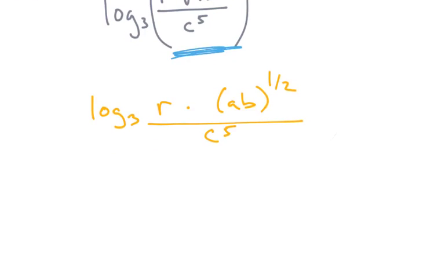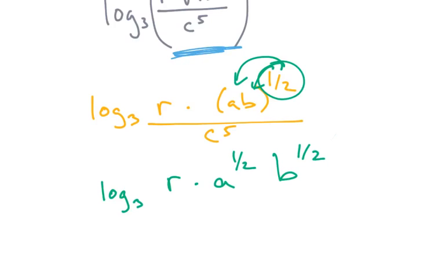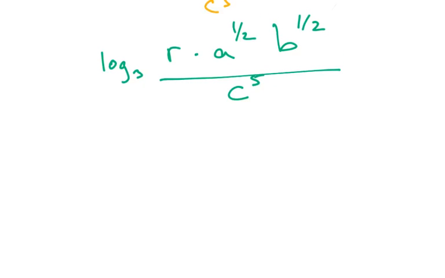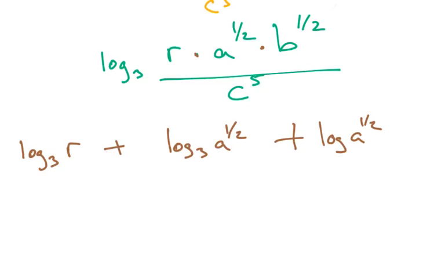I'll go ahead and take this 1/2 and use the power rule, and so this is going to give me log base 3 of r times a to the 1/2 b to the 1/2 over c to the 5th. Okay, so now I can really start to implement my rules. What are we doing? We're multiplying here, so we're going to be adding. We're multiplying here too, so we're going to be adding. The back one, we're dividing, so we're going to subtract.